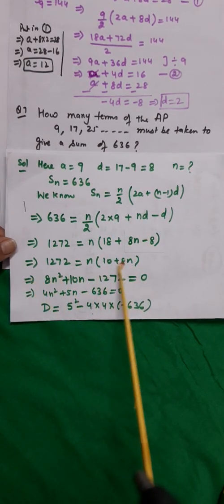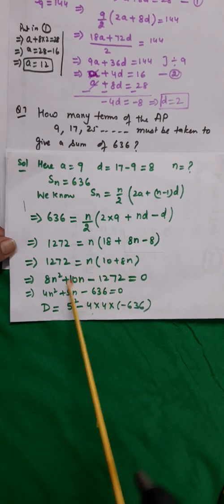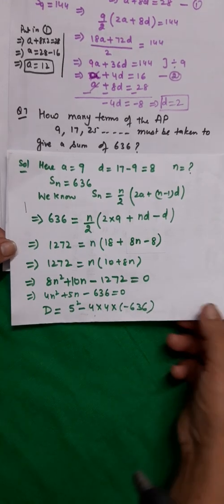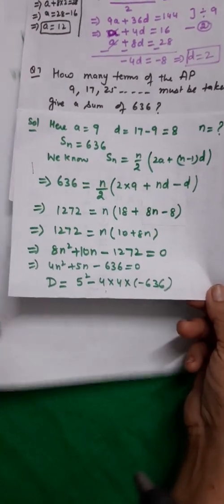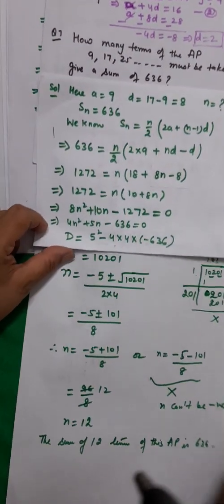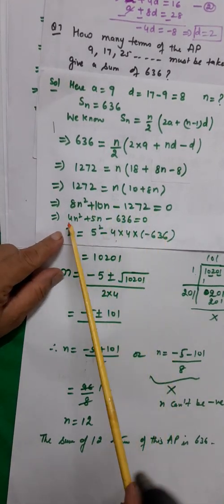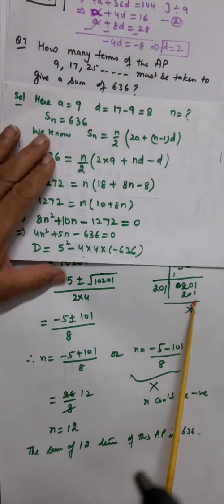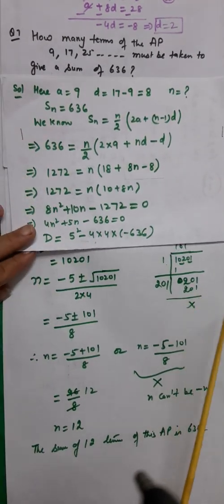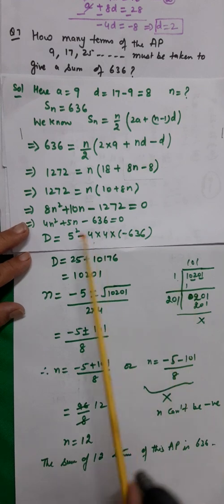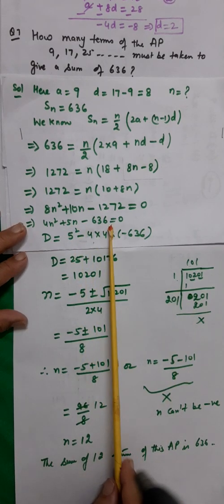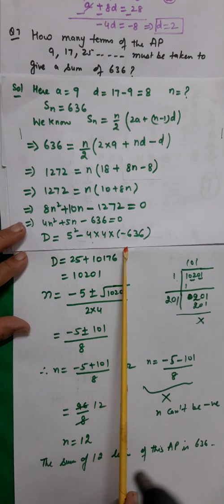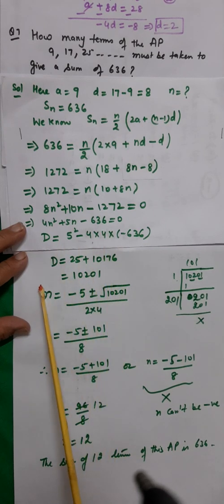This implies 8n square plus 10n minus 1272 is equal to 0. Now I can divide this by 2. So we have 4n square plus 5n minus 636 is equal to 0. And now here it is difficult to make the factors, so we can use the discriminant method to solve it successfully, right?